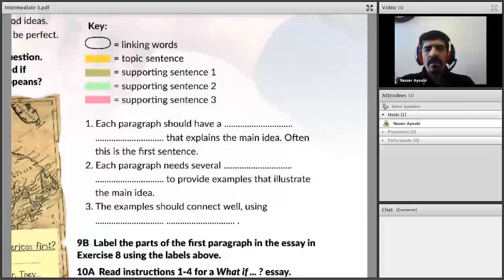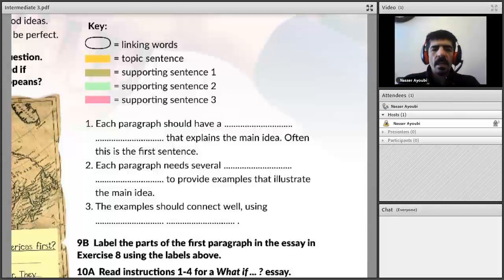1. Each paragraph should have a topic sentence that explains the main idea. Often this is the first sentence. 2. Each paragraph needs several supporting sentences to provide examples that illustrate the main idea. 3. The examples should connect well using linking words. Okay, these are 3 key features of writing paragraphs.